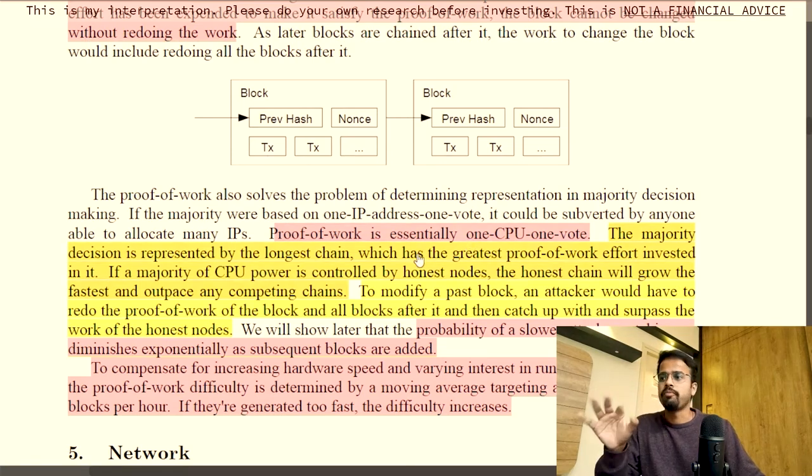Okay, what it means is, the majority decision is represented by the longest chain, which we have already looked at, which has the greatest proof of work effort invested in it. The longest chain is the one in which most of the people have worked in the network. If a majority of CPU power is controlled by honest nodes, the honest chain will grow the fastest. If the majority of people are trying to increase the length of the honest chain, it will grow faster because it has more computational power, and everyone is trying to find that particular nonce which has 10 zeros or 13 zeros by randomly guessing. So the more computers, the easier and faster people will be able to guess that number, outpacing any competing chains or attackers who, with less computational power, are trying to manipulate the system.